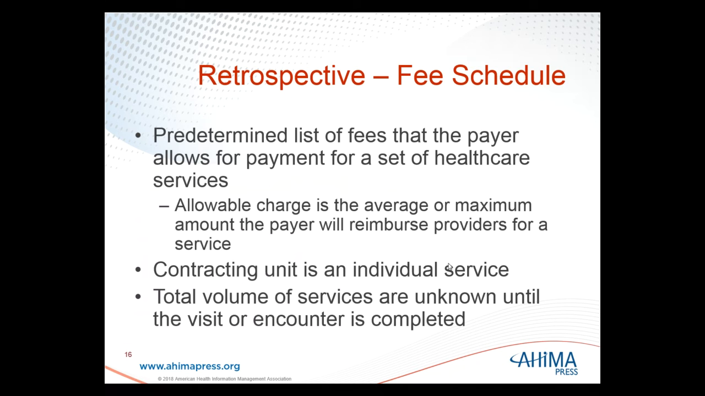Let's talk about the fee schedule. This is a predetermined list of fees that the payer allows for payment after a set of healthcare services. So this is the allowable charge. It's the average or maximum amount the payer will reimburse providers for. The contracting unit is an individual service, and the total volume of services are unknown until the visit or encounter is complete.